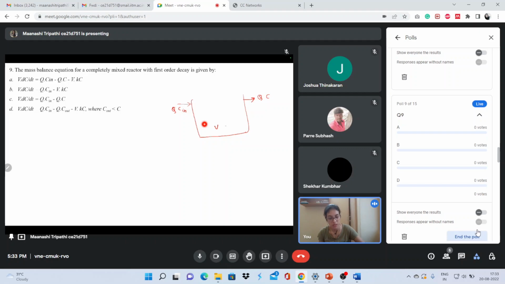Inside volume is V, concentration is C, because this is a completely mixed reactor. It means the concentration going out and the concentration inside the reactor will be same. Now it is saying first order decay, means the reaction which is happening inside is first order. First order means dC by dt is equal to Kc, means the power of this C is 1. So we can answer this question.